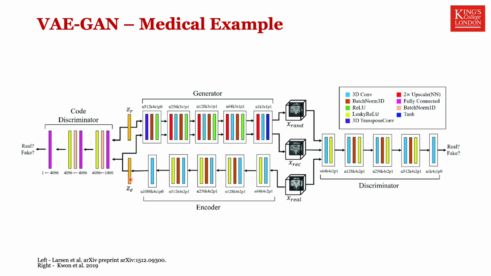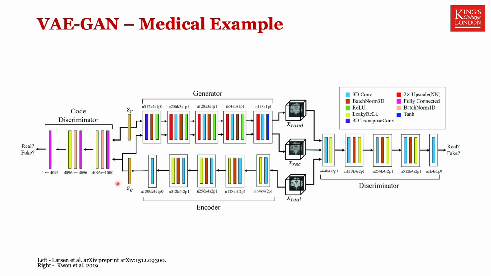The other thing that we can do is to make sure that the code distribution of the encoded real, so ZE, and the code distribution of the random generated image, which for example could be a Gaussian, cannot be distinguished when fed into the discriminator. So if we always sample ZR as a Gaussian distribution, but we don't have any prior over ZE, this discriminator can actually enforce a prior, because if ZR is Gaussian distributed, but ZE is not, it's going to be very easy for this code discriminator to discriminate between ZE and ZR.